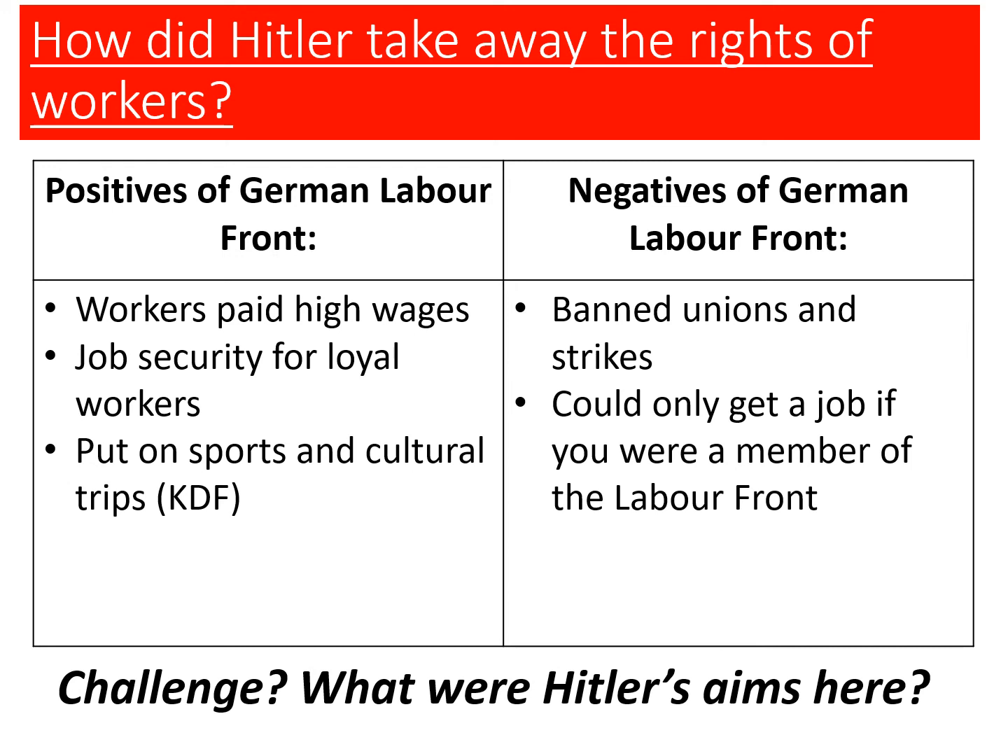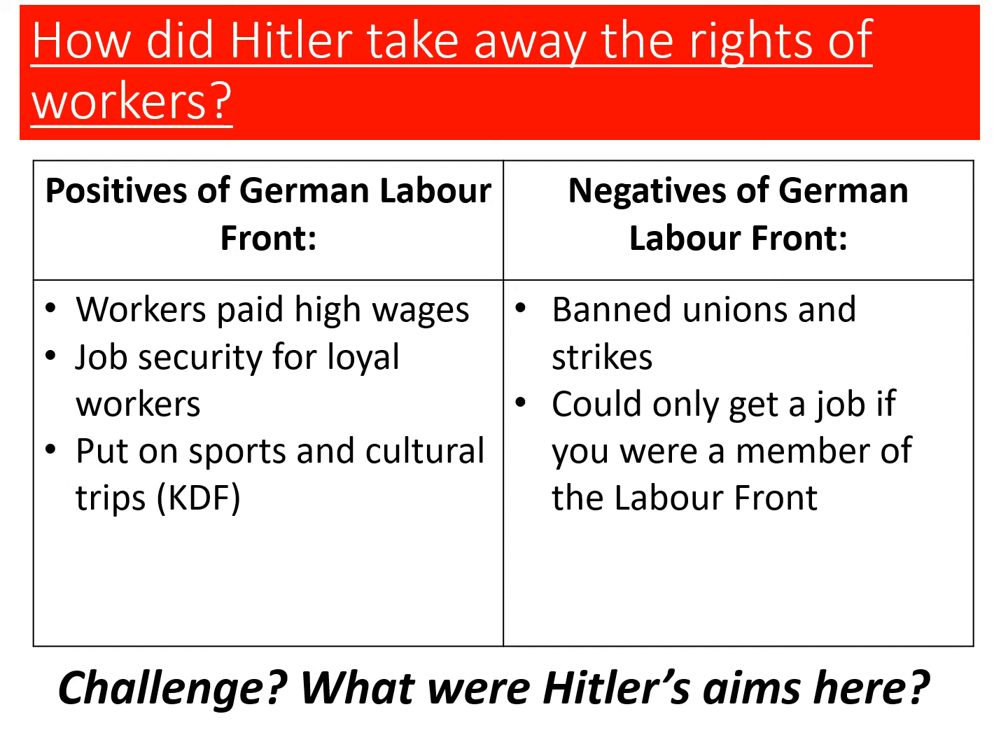Okay, so there you go. That's number 2 out of 3. That's the German Labour Front. So I've put on positives KDF. KDF was the final name of a group that had something to do with workers. They're the actual group that would put on these sports and cultural trips and rewards for workers. So let's have a look at them next.